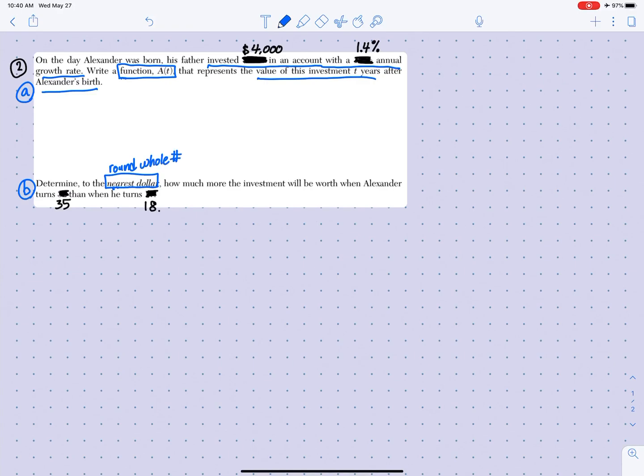Okay. Next part, it says, how much more will the investment be worth when Alexander turns 35 than when he turns 18? All right, so this is an exponential function. So let me just take some notes here on the side. An exponential function is when something grows at a fast rate or when something decreases at a fast rate, okay? So here we know that this is a growth.